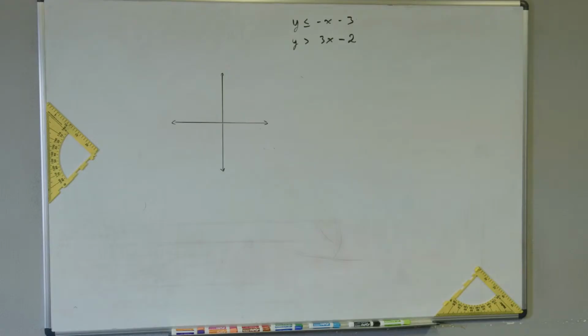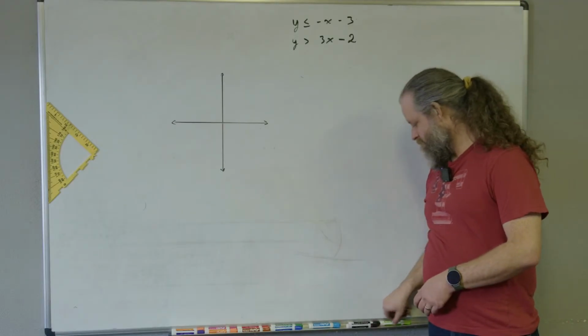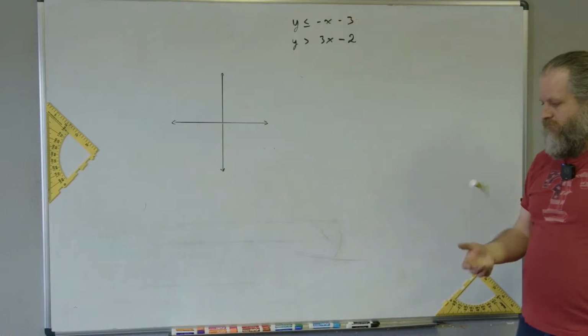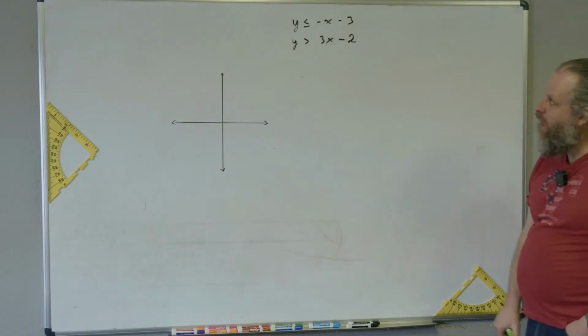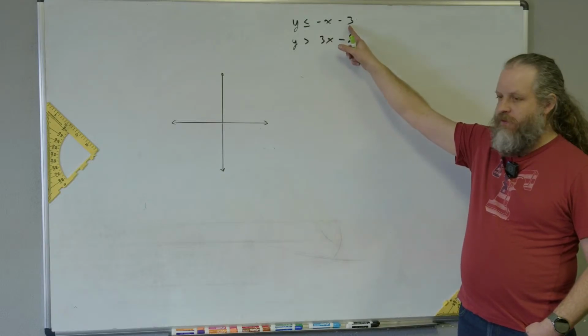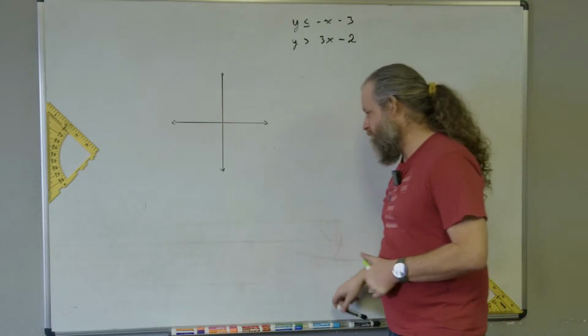Okay, so how do I graph that? Where do I put my first dot? Down 3.